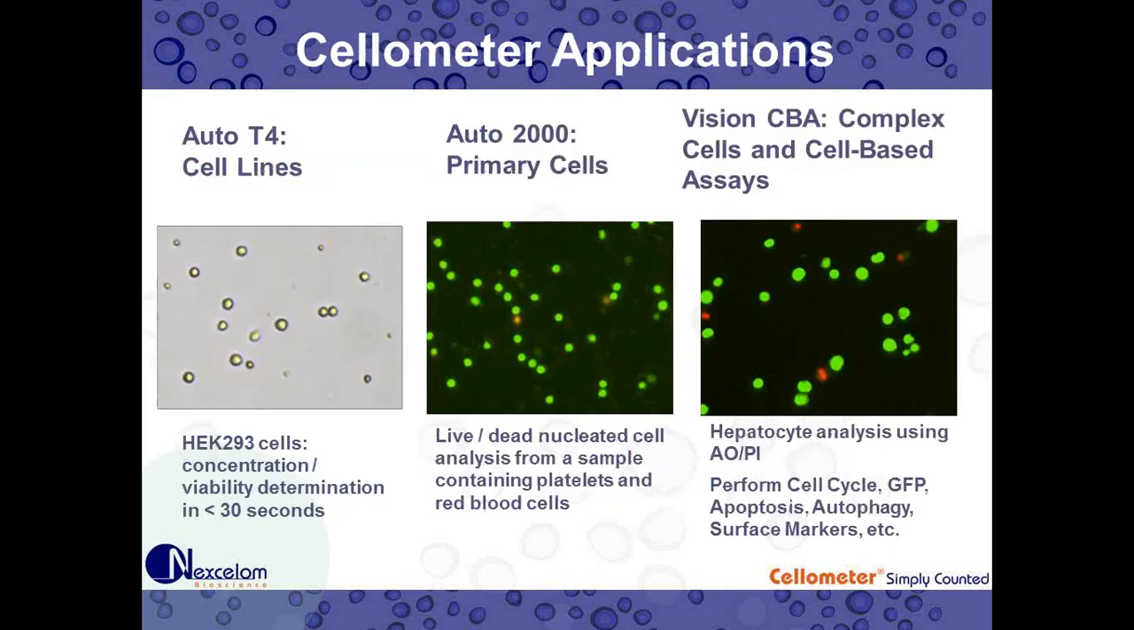So we have a variety of instruments for various applications. The Auto T4 is a basic cell counter that does bright field imaging and trypan blue viability, and that's for cell lines or cultured primary cells. We get very clean samples.